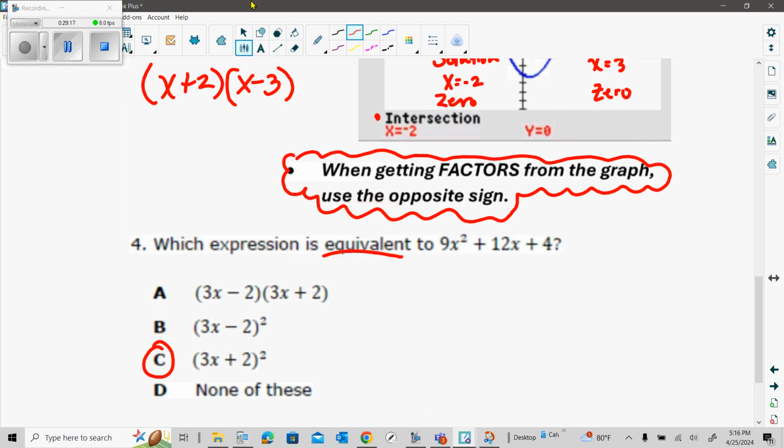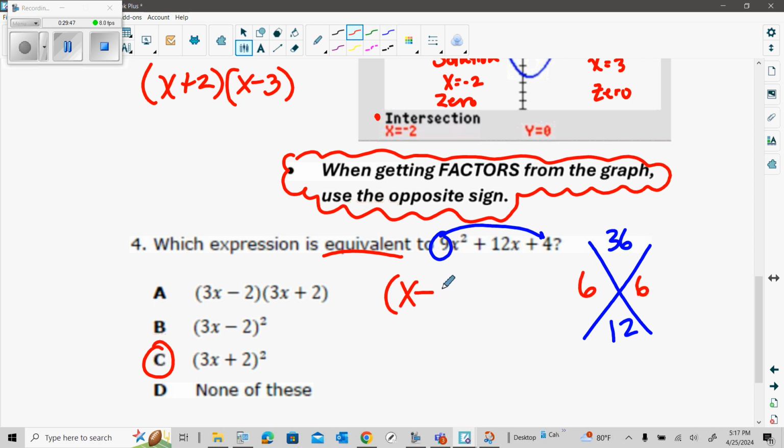Or if you're going to do this with pencil and paper, you would have to slide, multiply, divide. So when we slide, we get 36. Then we get 12 down here. We're looking for factors of 36 with the sum of 12, and that would be 6 and 6. But then when I write my factors, it would be x minus 6 and x minus 6.